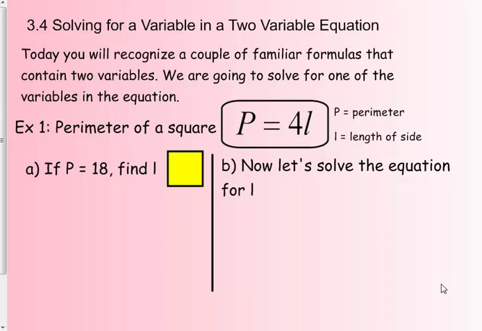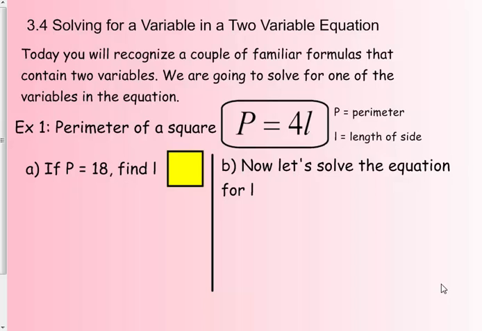Going on in the Chapter 3 textbook for 8th grade, we are going to be working on 3.4. So you have these notes with you. You can stop, pause, replay, whatever you need speed-wise. If you don't understand something, make sure you circle it. Come in tomorrow with questions. So here we go. 3.4, solving for a variable in a two-variable equation.